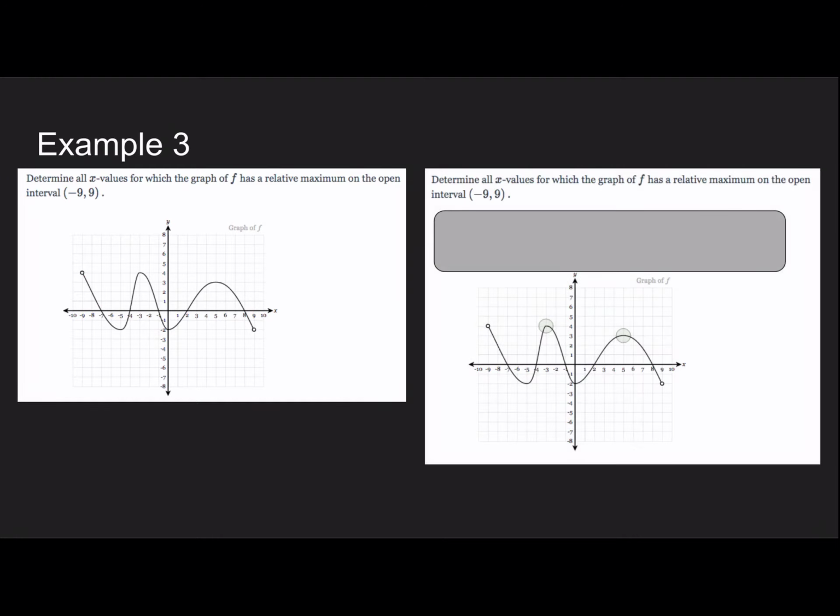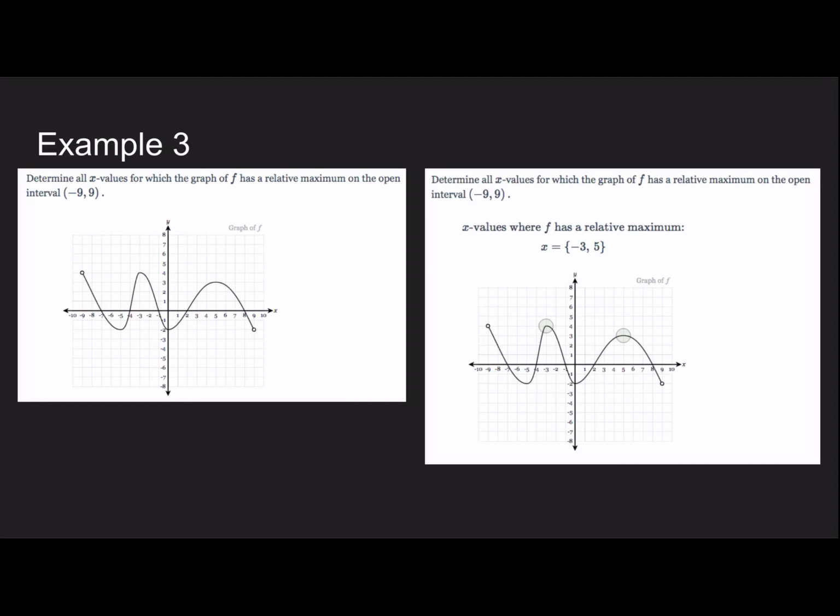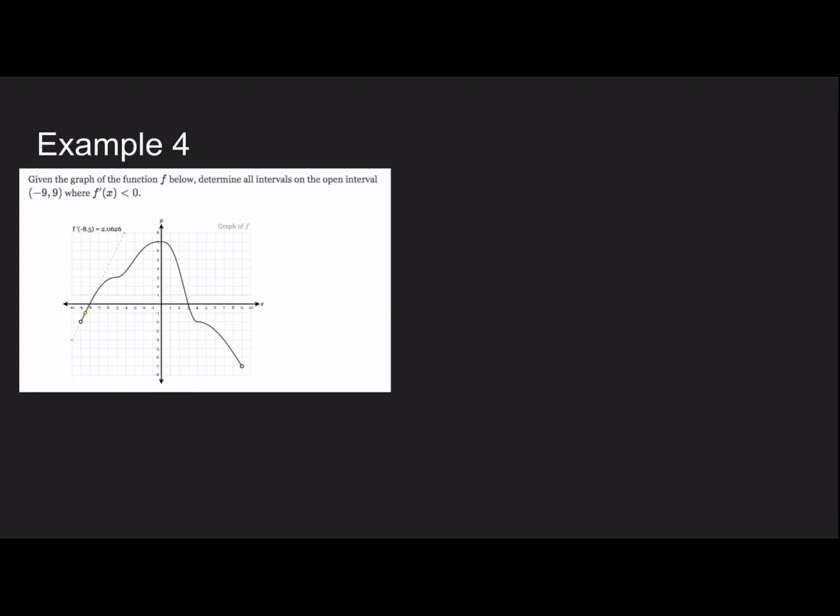Example 3, determine all of the x values for which the graph of f has a relative max on the open interval -9 to 9. Taking a look, we're analyzing for mountaintops. Relative maximums. So between -9 and 9, I only see 2 mountaintops. Notice they're highlighted by the circle. The question is, where are they exactly? Our answers are the x values. So I'm going to unhighlight the final answer.